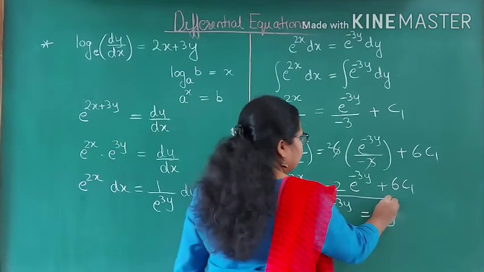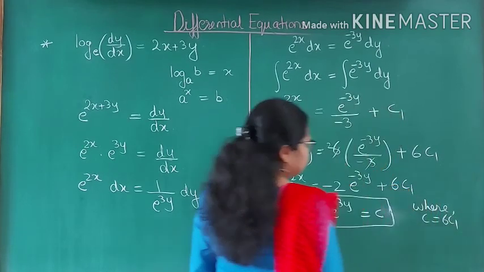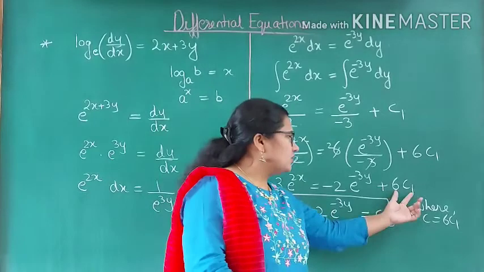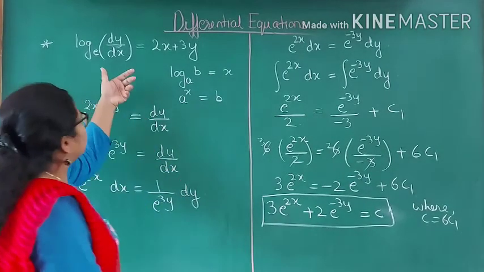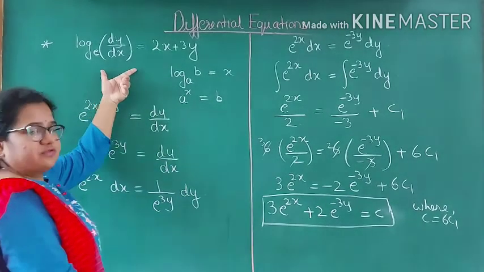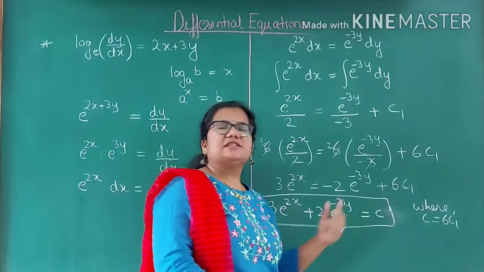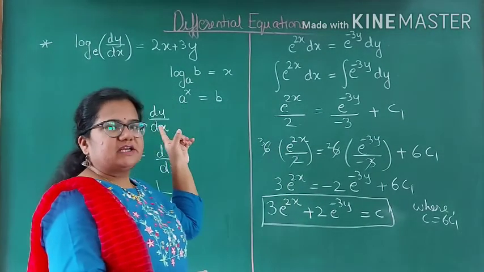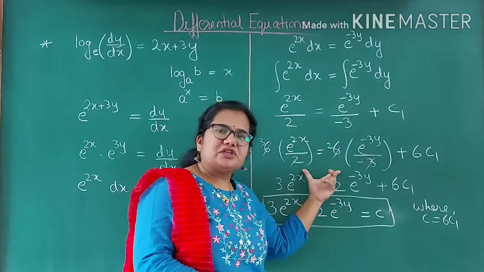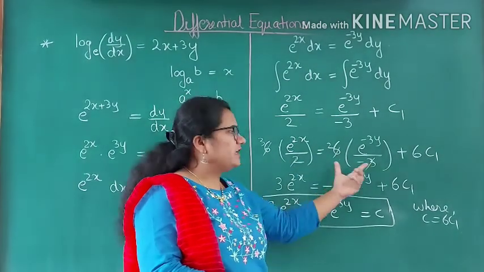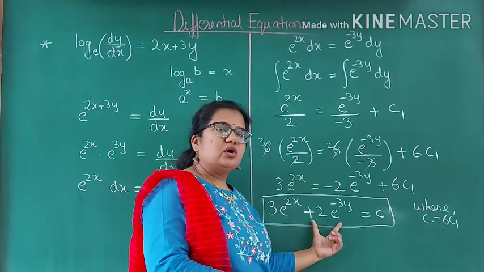And what is c equal to? Where c is equal to 6 times c1. Because this is a constant, ultimately this c is 6 times c1, and again it is a constant only. So the solution of this differential equation is 3 e raised to 2x plus 2 e raised to minus 3y is equal to c. So understood: logarithmic to exponential form, then separating the variables, integrating. This is just the simplification part. It depends upon us how we simplify the given solution. We can simplify according to us, and I get this.